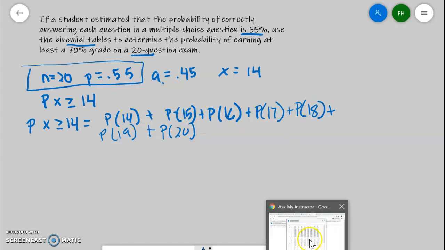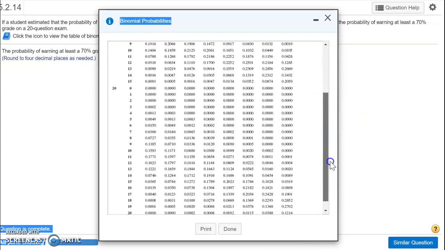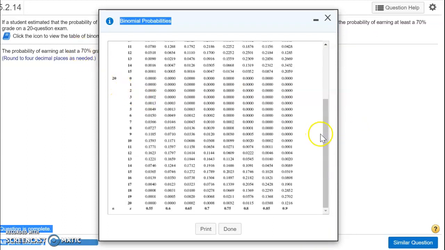So let's look real quick at this table here. Well, we got to go down to 20 because this is a 20-question quiz or test, and then we have to start here at 14, and we have to add 0.0746, 0.0365, 0.0139, 0.0040, 0.0008, 0.0001, and 0.0000.